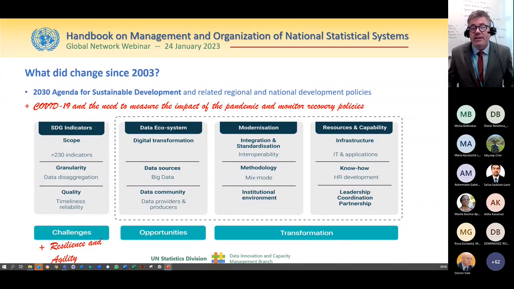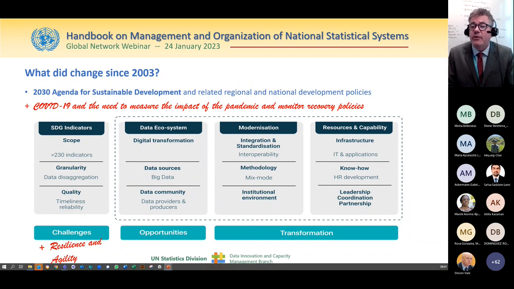Now, on the other hand, of course, what changes also from 2003 is the data ecosystem. And I mentioned it before, we have this digital transformation. We have totally different or more data sources than the traditional ones. Big data is an example, but we have also some that we have forgotten, like administrative data. And then we have a broader data community around us. So basically specialists on data, that are producing data, that are using data, that can help us in our endeavor. In order to bridge the opportunities with the challenges, we need to transform.